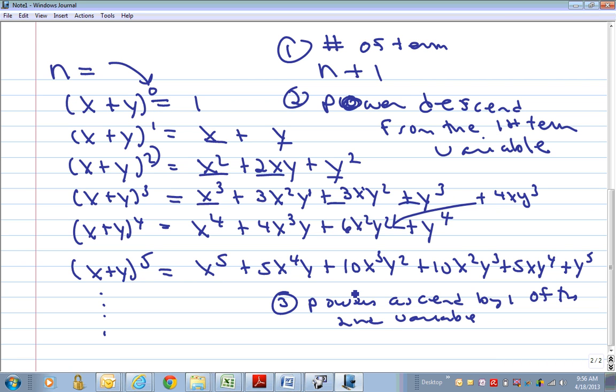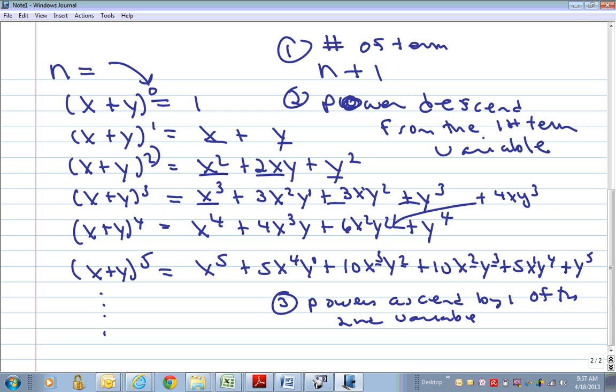So let's go down to this last one. That's 5. The power of 4 and the power of 1 would be 5. The power of 3 and 2 together would be 5. The power of 2 and 3 together would be 5. The power of 1 and 4 together would be 5, and that's 5. So the power for each term adds up to the binomial term power. All right, so that's another pattern.